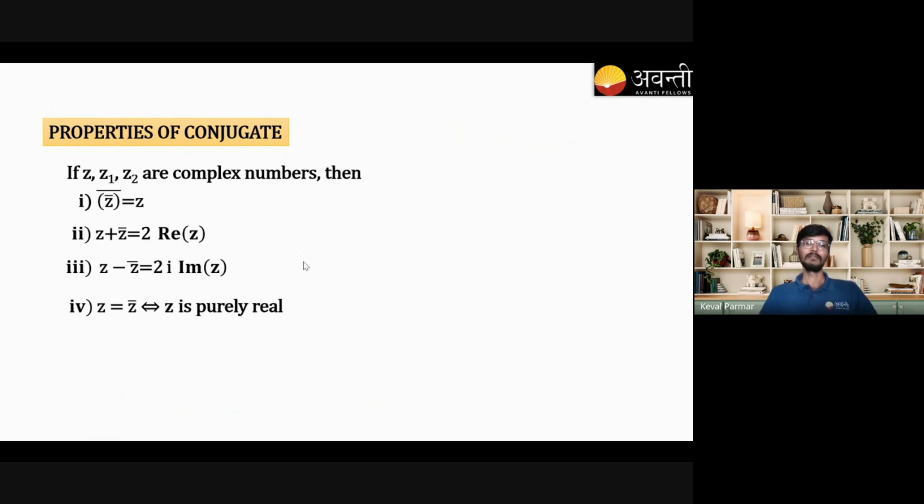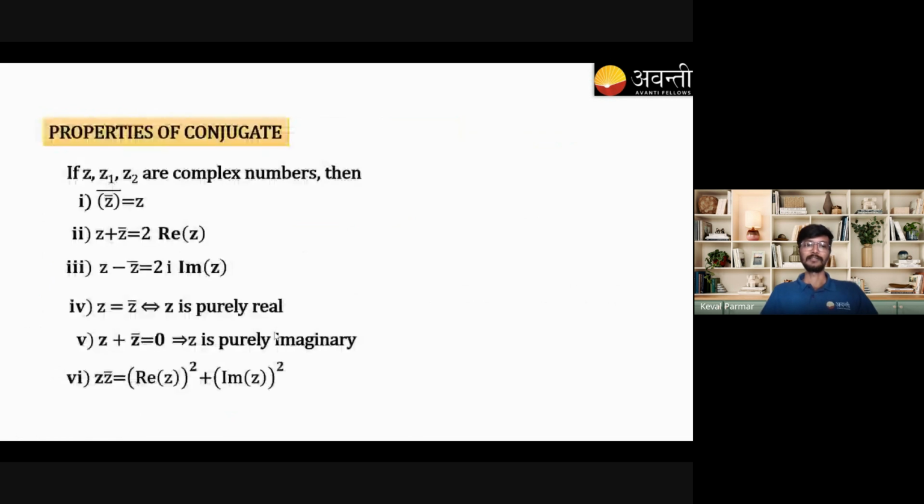Similarly, if z equals minus z bar, or you can say z plus z bar equals 0, that means z is purely imaginary, which means that the real part of z is 0. That means a is 0 and b is non-zero.